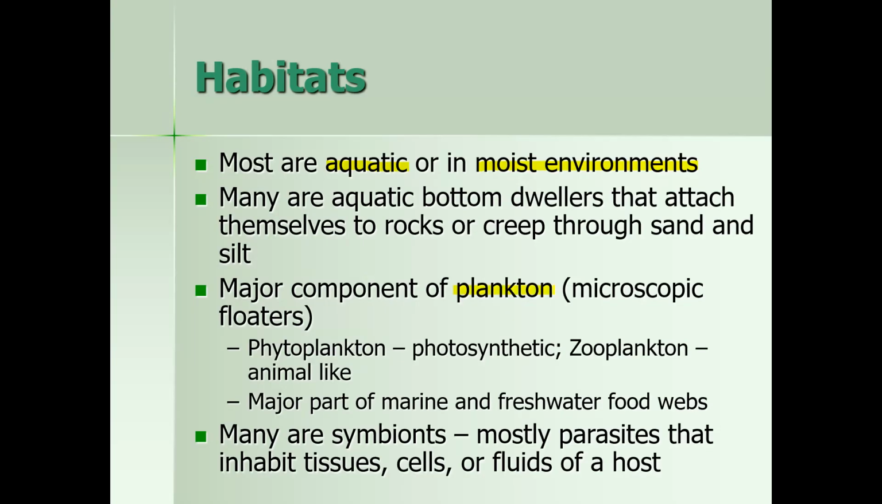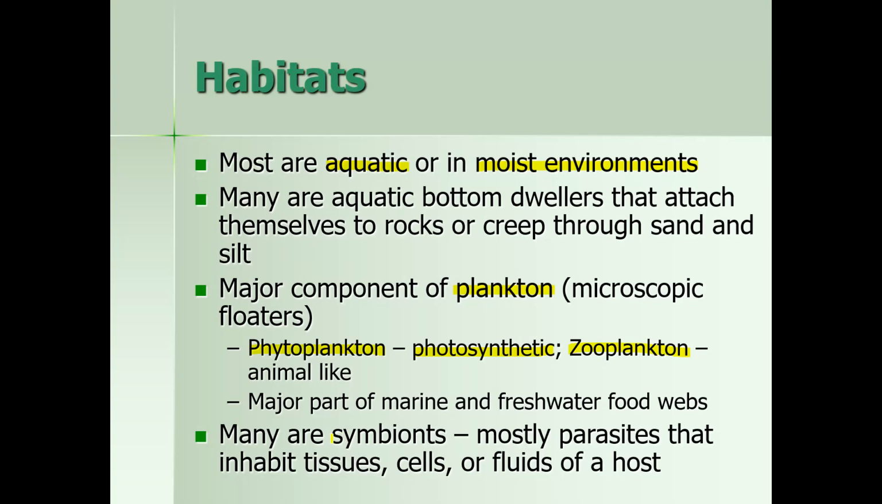Many of them are components of plankton, and plankton by definition are just tiny floaters. Now we actually have two types of plankton. We have phyto. Phyto refers to plant-like, and so your phytoplankton would be autotrophic. They are photosynthetic. You also have zooplankton, zoo referring to animals, and so these would be plankton that are heterotrophic, because they're animal-like, so they would be ingestive. So plankton in general could be plant-like or animal-like. And plankton are essential to food webs in water bodies, a very, very important ecological role.